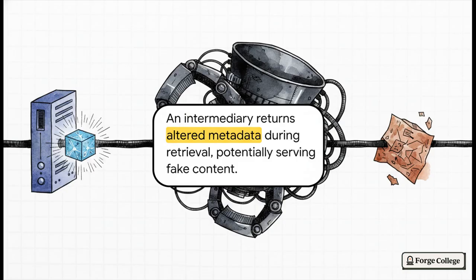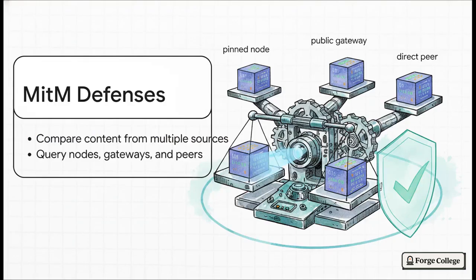Imagine a compromised gateway acting as a middleman, quietly intercepting your request and serving you stale, or worse, totally fake content. How do we block interception heists? We cross-reference. You query multiple sources, like your pinned node, maybe a public gateway, and a direct IPFS peer. And you verify the byte-level hash equality across all of them. It has to be an absolute match. It's a beautifully advanced security pattern.